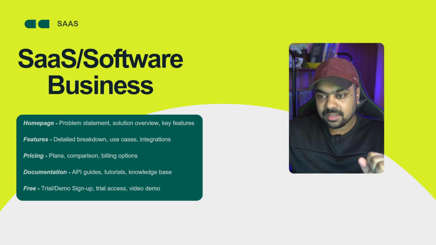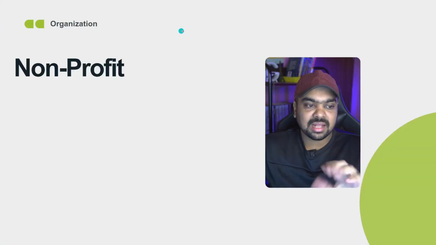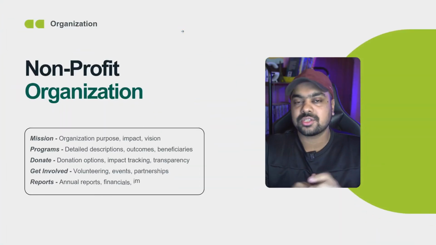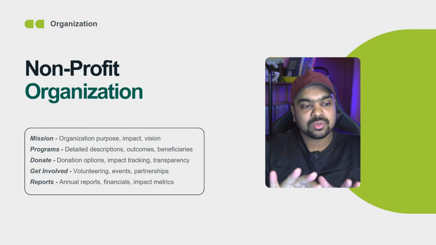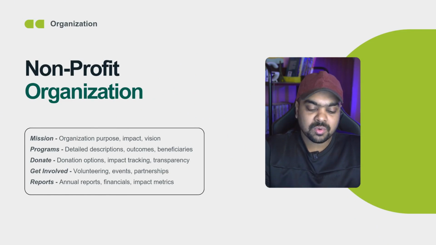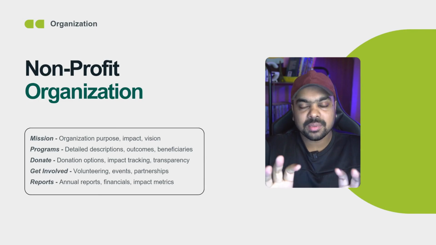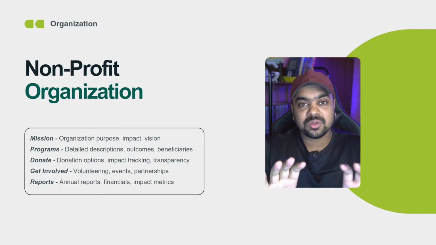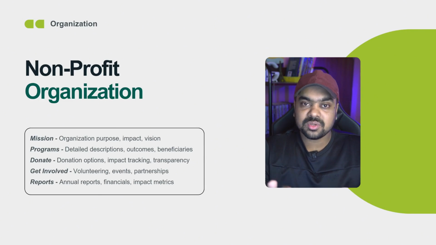All right, next comes the last one, which is nonprofit organizations. Nonprofit organizations are different from all the others. What does a nonprofit organization mean? This type of organization will have a mission and a vision, right? So on the homepage, you need to start with that mission and vision. You have to present that mission and vision. You have to show what the mission of this nonprofit is.